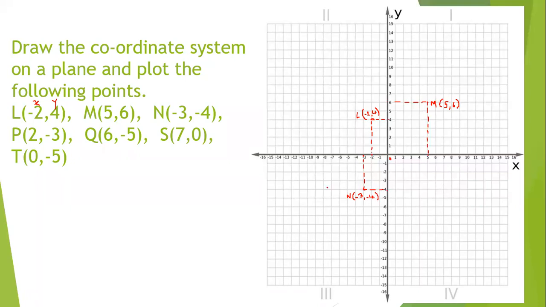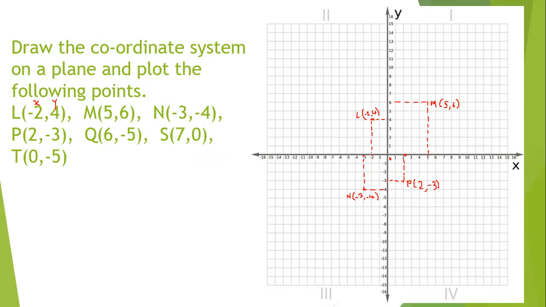Now, the next point is point P and the coordinates are (2, -3). So on x-axis, where is 2? Over here. And on y-axis, where is -3? It is over here, downward, right? So from 2, we will start drawing a line below x-axis, right? And then from -3. And here we will put the name of the point, that is point P, and write the coordinates in the bracket, (2, -3).